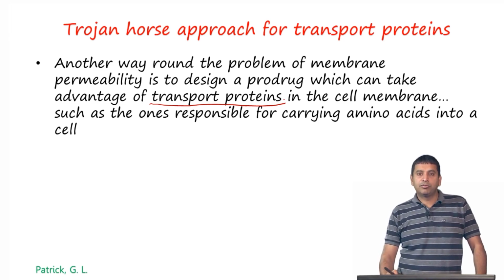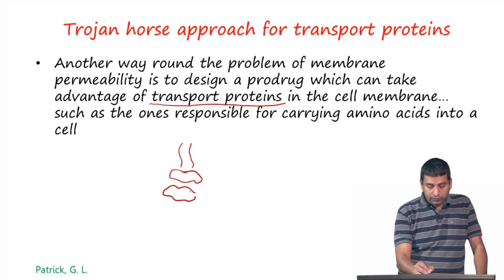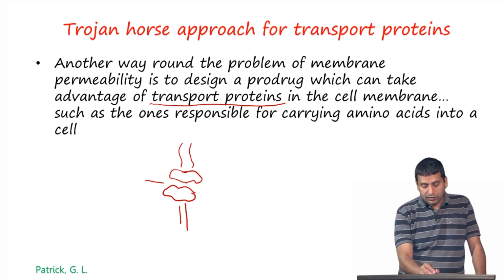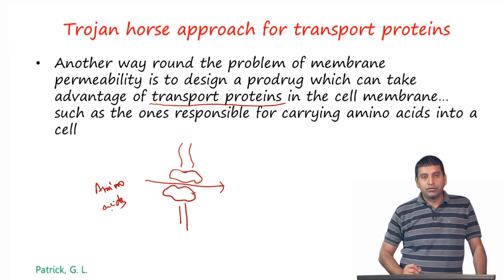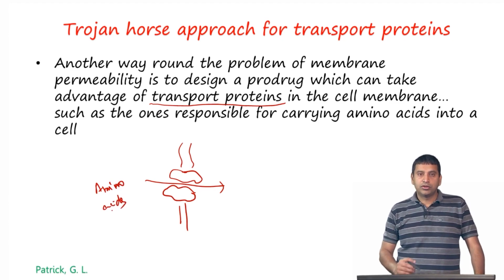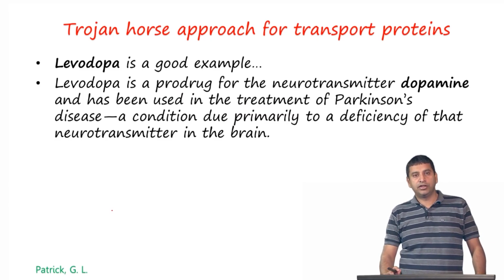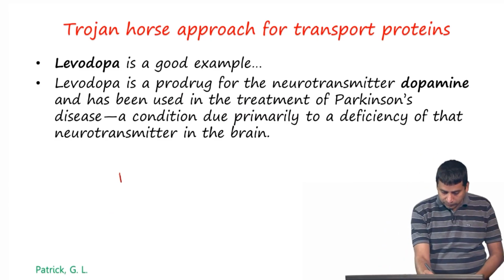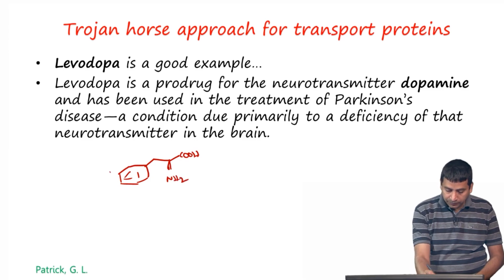These transport proteins are located inside the membrane, and they have structures like these, and they allow for transport of amino acids. Okay. So, the concept would be to use these transport proteins to get your drug across. The example that we are looking at here is levodopa. Levodopa's structure is shown here. We have looked at it previously. It resembles a naturally occurring amino acid, except that it has two hydroxyl groups, and this is levodopa.